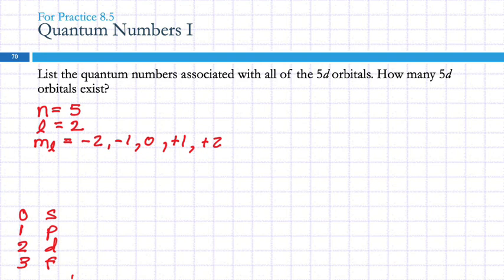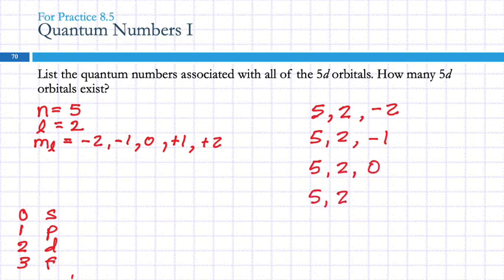So if we were listing the sets of quantum numbers for these, you've got 5, 2, negative 2; 5, 2, negative 1; 5, 2, 0; 5, 2, plus 1; and 5, 2, plus 2. Each of those orbitals has a separate set of those quantum numbers. It's kind of like an address, right?